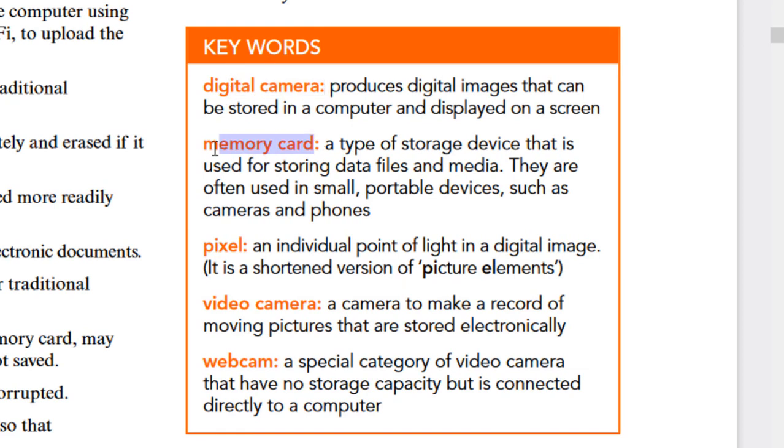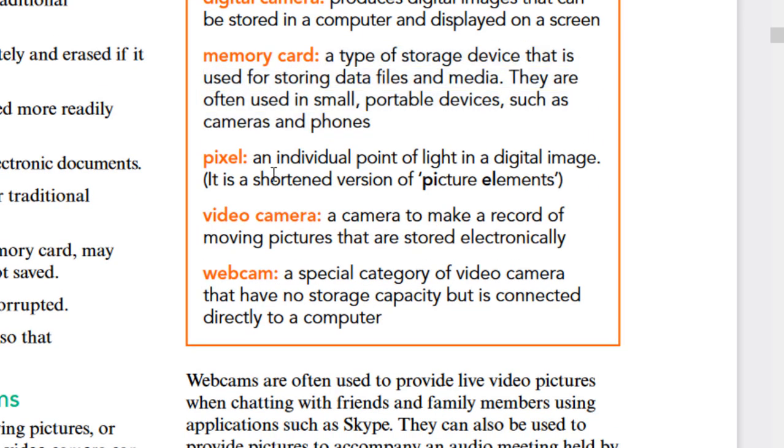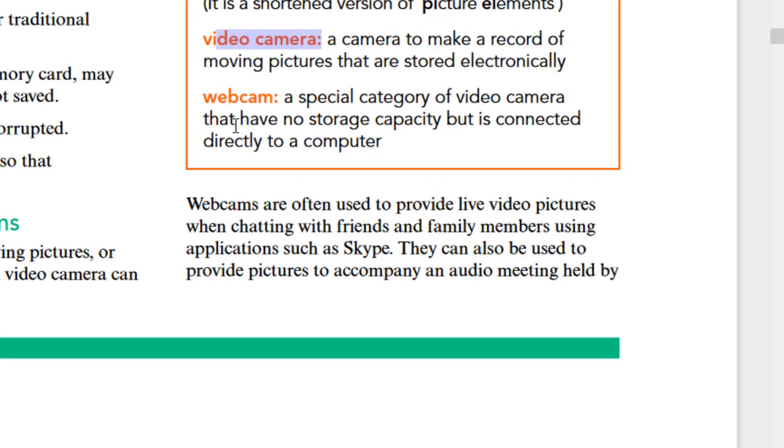A memory card, we define that in the types of memories chapter. A type of storage device that is used for storing data files and media. They are often used in small portable devices such as cameras and phones. Pixel, an individual point of light in a digital image. It is a shortened version of picture element, which is the smallest part of the picture. We know what a video camera is, we know what a webcam is.